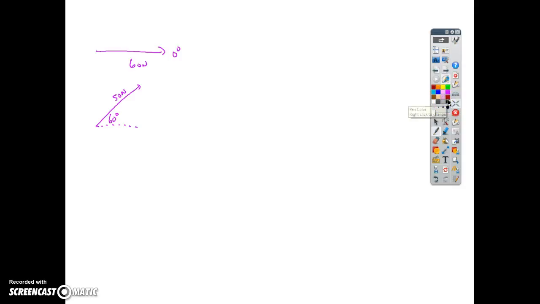You should be able to go, this thing is 60 at 0 degrees. Agreed? This is 50 at 60 degrees. Agreed? That means that x is going to be what? R cosine theta, so it's going to be 60 cosine of what angle? 0 degrees. And the y is going to be what? 60 sine of 0 degrees. So I put that in my calculator.